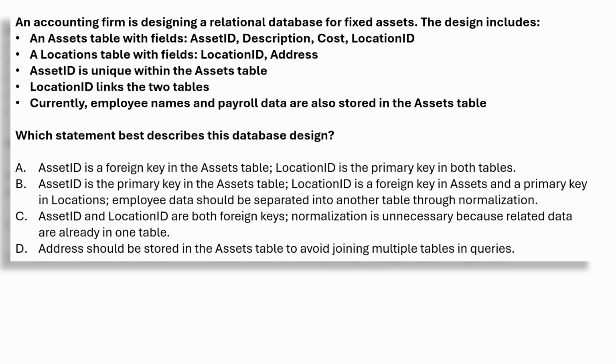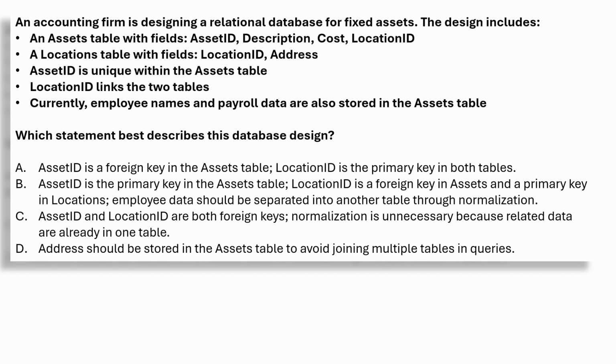Option C says Asset ID and Location ID are both foreign keys and normalization isn't necessary. That's a double whammy of wrong. Normalization is necessary. If you don't normalize, you get redundant and inconsistent data. It's like writing your address on every single pencil you own. When you move, good luck updating all those pencils.